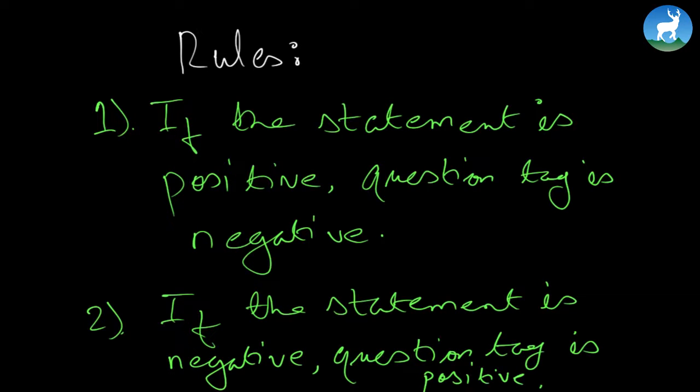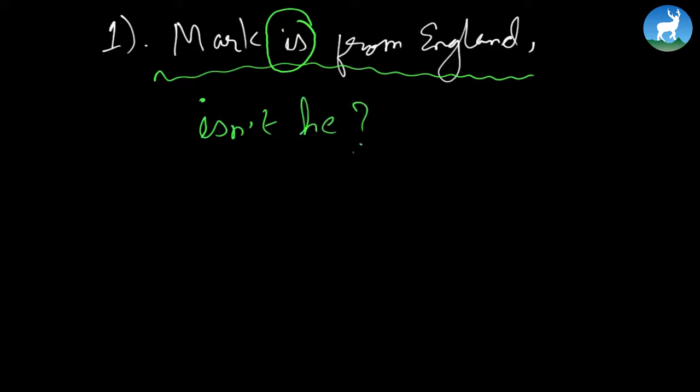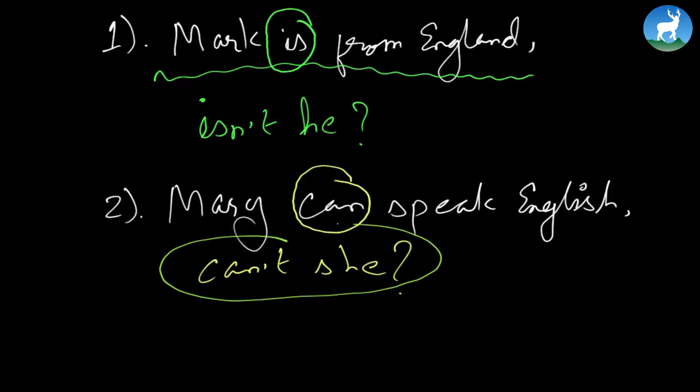Now let's clarify this with an example. This is a positive statement, and here we have to focus on the auxiliary verb and the tenses, of course. Because the statement is positive, the question tag is always negative. So it would be "isn't he?" Similarly, let's deal with one more example. Mary can speak English. Keeping that in mind, it's a positive statement, which will always have a negative question tag.